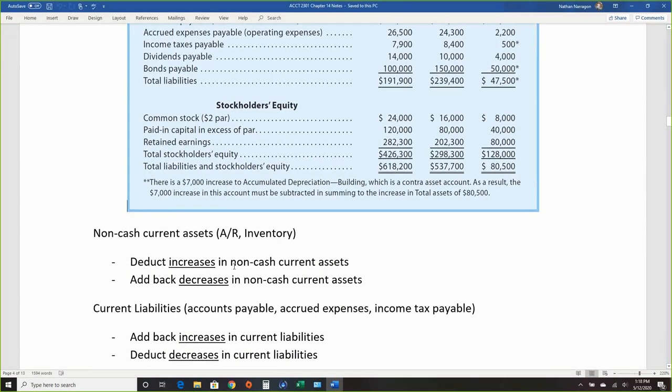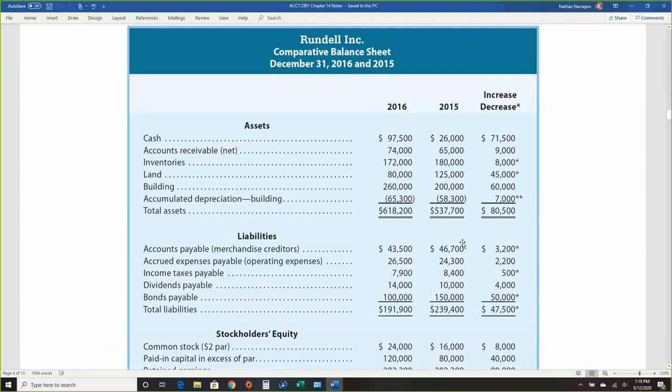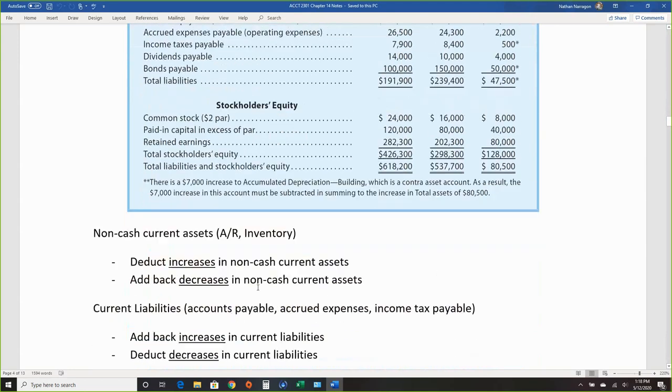What happens if the change is actually an increase? So, comparing 2015, we can see an increase in 2016, like accounts receivable. We will do the opposite. We will deduct increases.